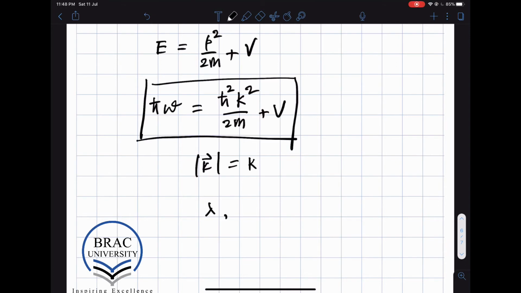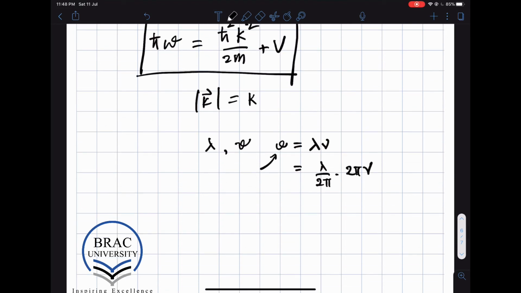there'll be some speed. Let's call that speed small v. The speed is going to be given by lambda times the frequency. And we can write this as lambda by 2 pi times 2 pi nu, and therefore the speed of the wave is going to be given by omega by k, right?